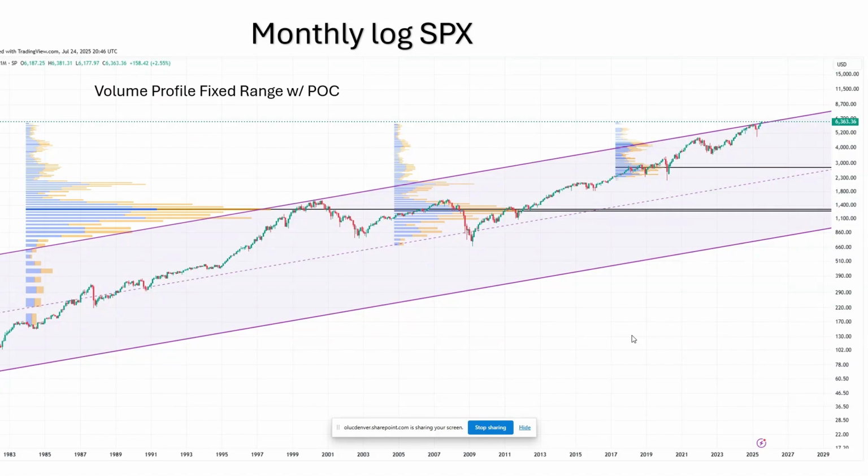Now here I'm including the volume profile fixed range with point of control. So if you don't know what volume profile is, over this time period, it's showing you the volume at price levels. And you can see right here where the volume is the highest, this is the point of control. You can see kind of going right through here. So this is from the 80s onward. And so we have this major point of control, but that would be a disaster if we got back there.